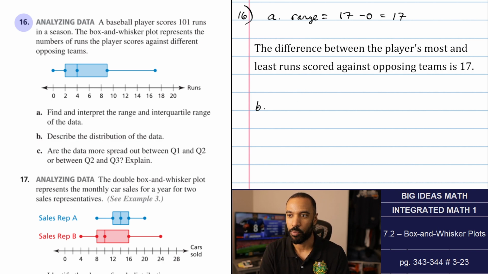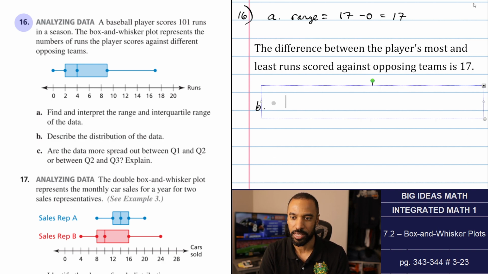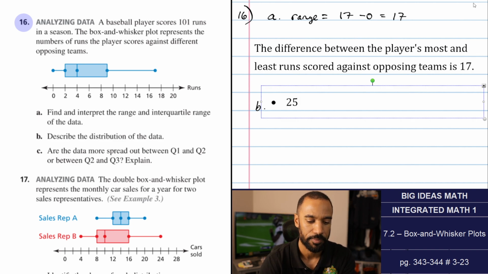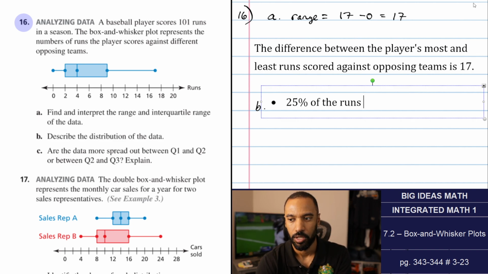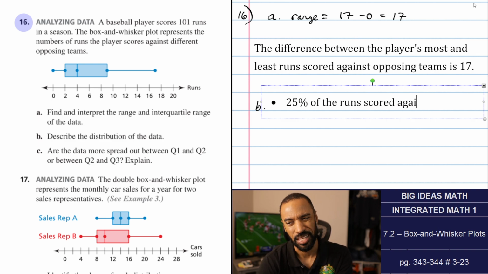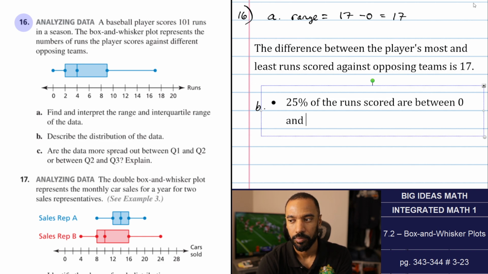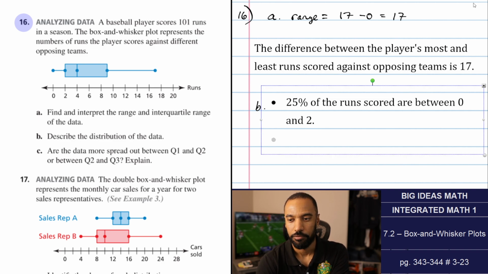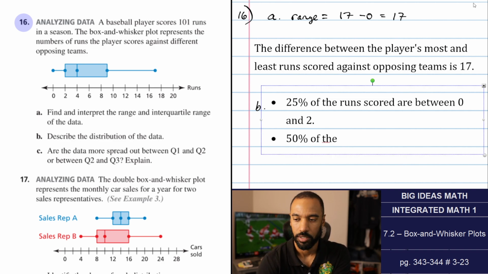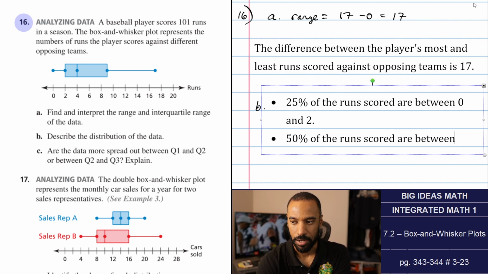Describe the distribution of the data. We're going to do the 25% stuff again from before. So let's say how 25% of the runs are between this and that, 50% of the runs, etc. So 25% of the runs scored against opposing teams. Let's see. That's a lot of information. I'll just say runs scored are between 0 and 2. Somewhere he scored 0 and 1 and 2, things like that. 50% of the runs scored are between, now check Q1 and Q3.